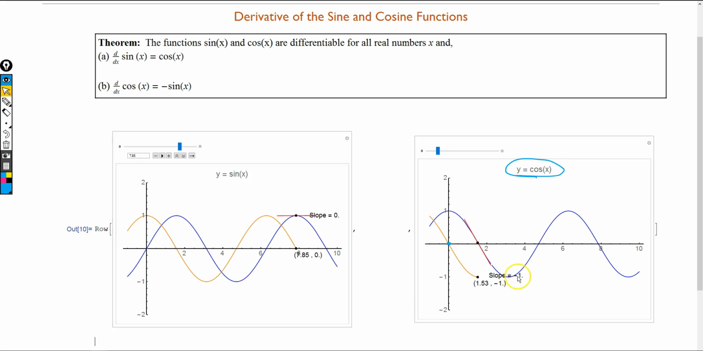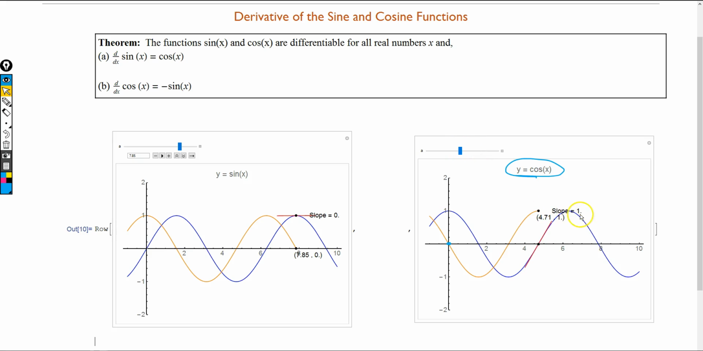Right there, our slope is -1, so we would plot -1 right here. The y-coordinate of that point is -1. And then just continue. Right there, our slope is about 0. We would plot a point right there with a y-coordinate of 0, so that point would be on the graph of our derivative, and we just continue like this.